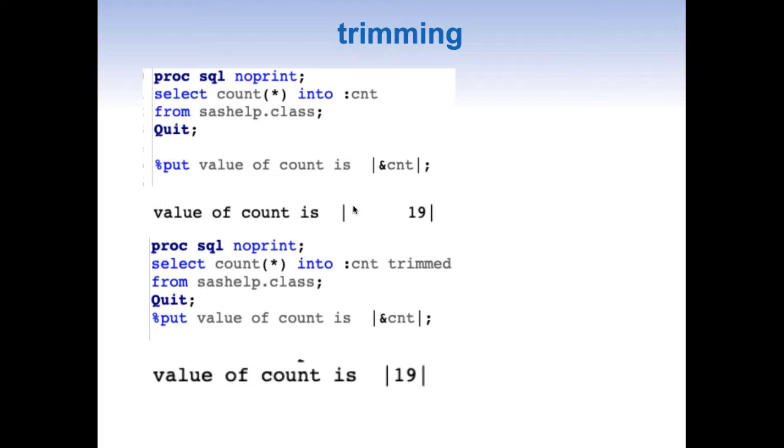To remove the space, it is super simple. All we need to do is we need to use trimmed option after our into colon macro variable. And once we use this trimmed option, and if we are doing the same percent put and we have a pipe and ampersand cnt pipe, here you can see that there is no left space.